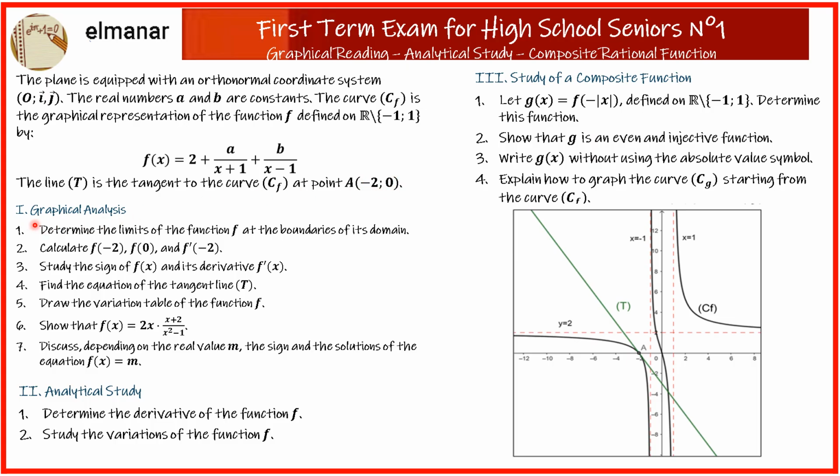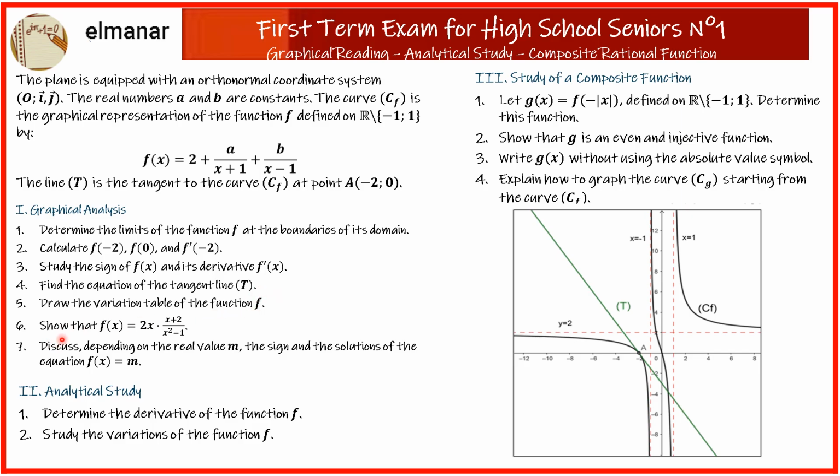First part, graphical reading. 1. Determine the limits of the function f at the edges of its domain of definition. 2. Calculate the value of f at -2, and the value of f at 0, and the value of f prime at -2. 3. Study the sign of the function f of x, as well as the sign of its derivative, called f prime of x. 4. Find the equation of the tangent line t. 5. Construct the variation table of the function f.